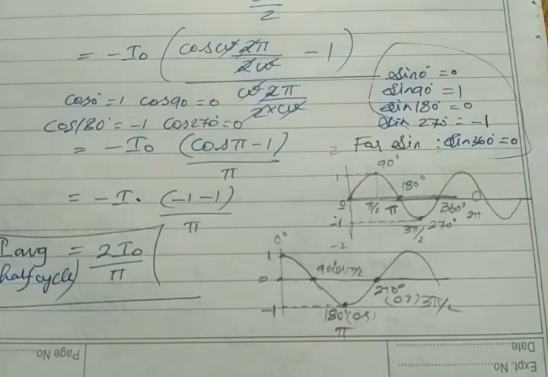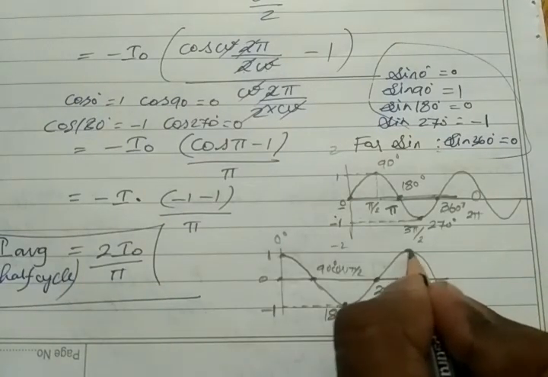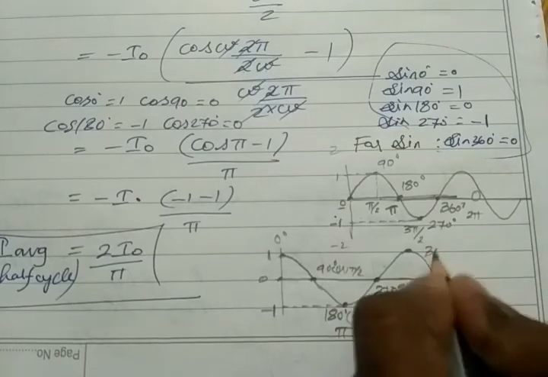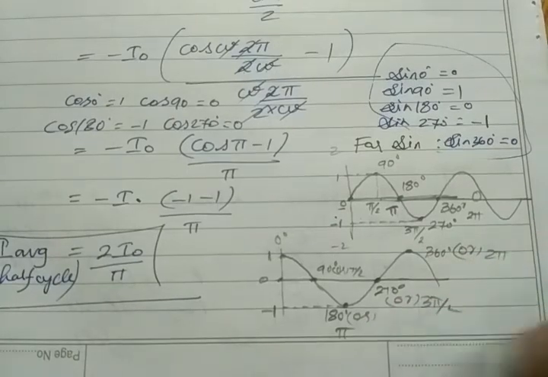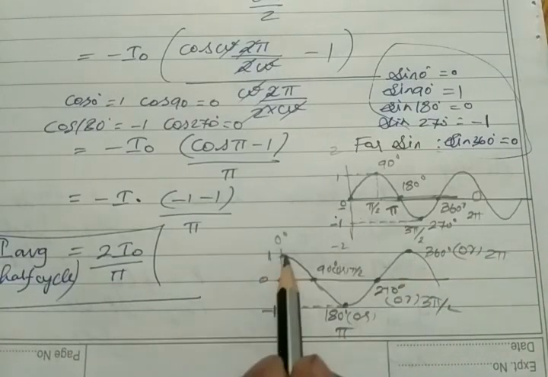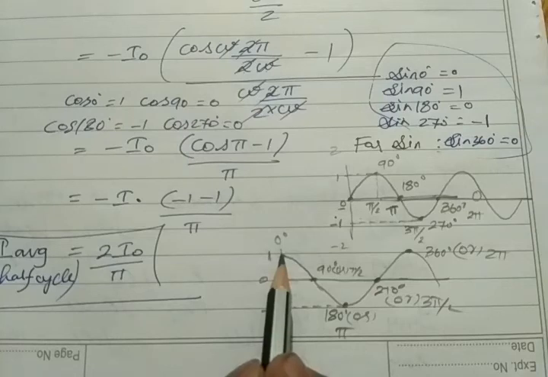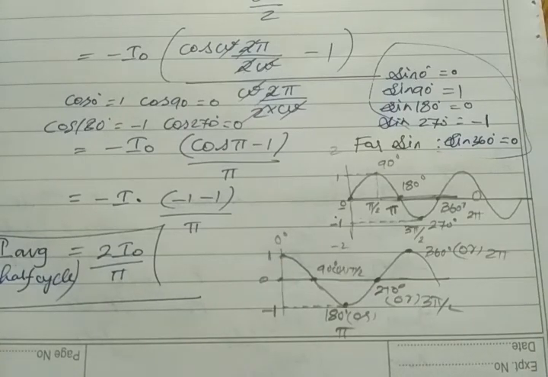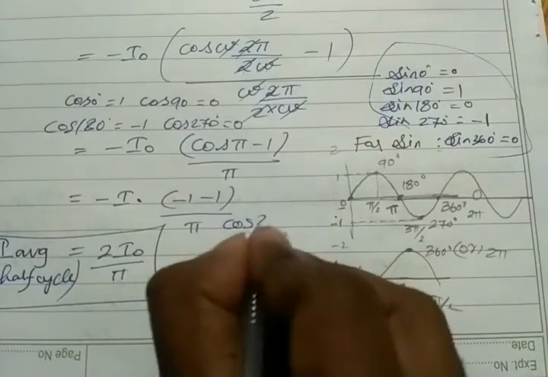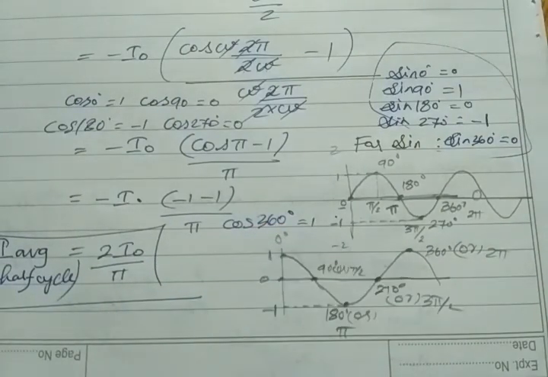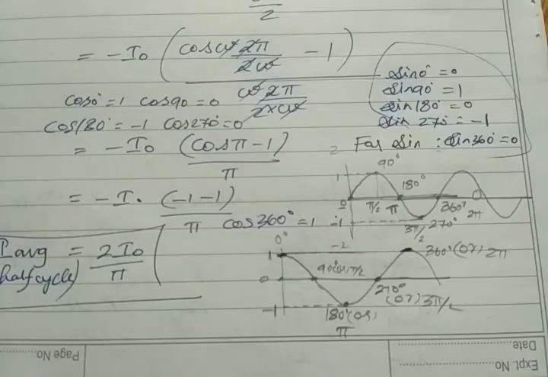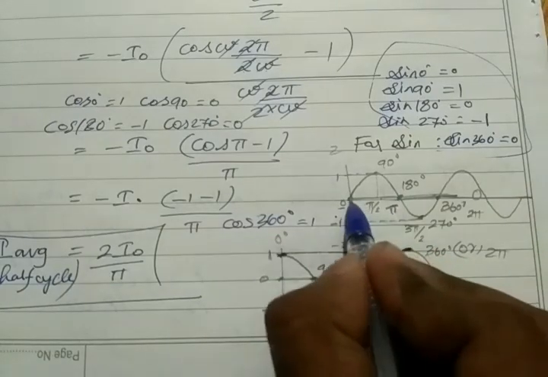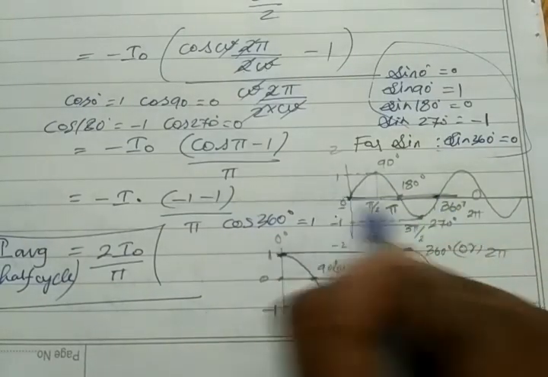Then the graph again increases up to here. So here we have 360 degree, or in radian we can write 2 pi. So for 360 degree or 2 pi, the value lies at +1. So for cos 360 degree, we have +1. So this is one complete cycle for cos. For cos, it starts from here and ends here. This is one complete cycle. For sine it starts here and ends here. This is one complete cycle.